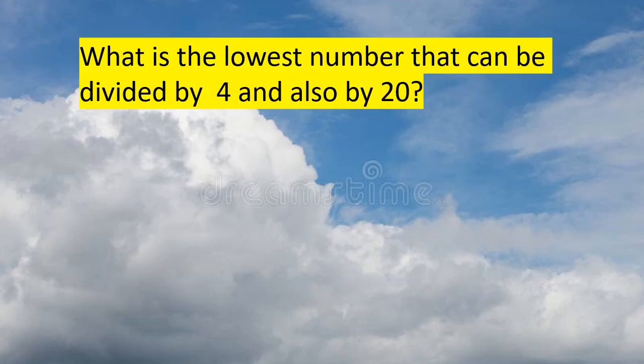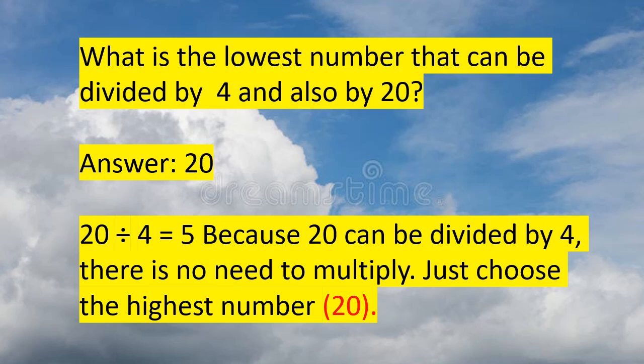Okay, your turn. What is the lowest number that can be divided by 4, and also by 20? So I'll give you a little time to work out the answer, but not too much, because otherwise the video will be very long. So I'm going to move on fast, and if you need to take more time, just pause the video. So here we go. The answer is 20. So 20 divided by 4 equals 5. Because 20 can be divided by 4, there's no need to multiply, just choose the highest number, 20.